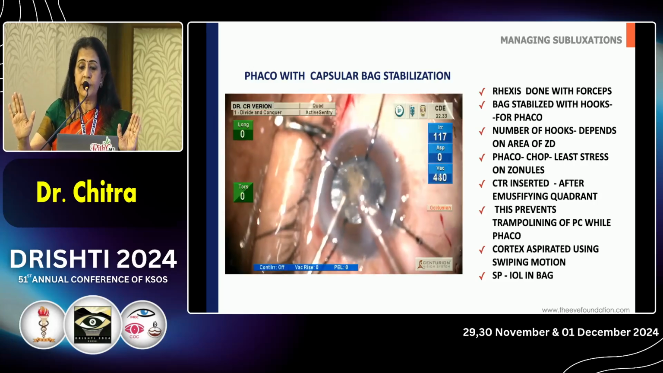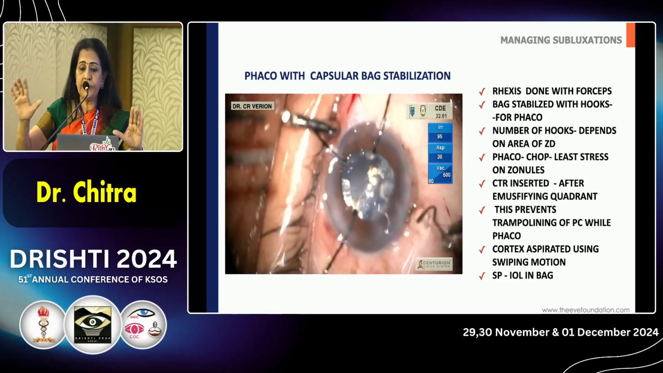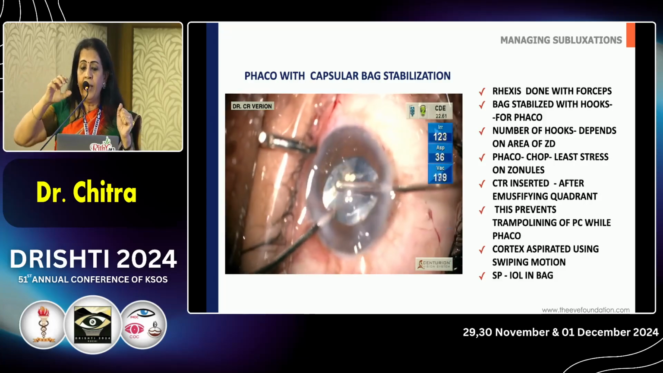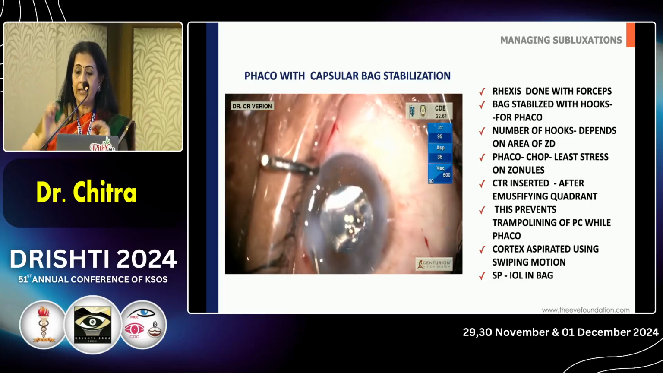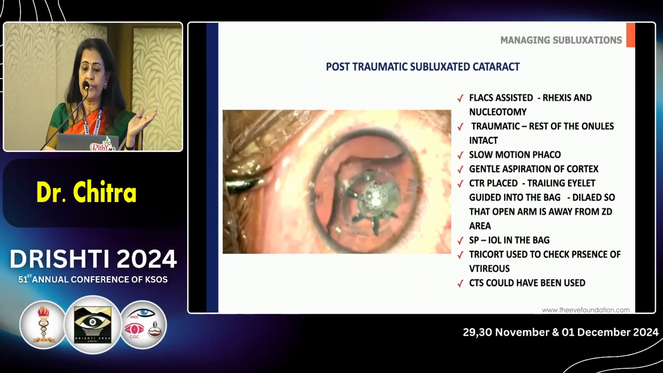The cortex is still there. The lens is pushing back the PC because it could come trampolining in, and then I remove the iris hook, and then I remove the cortex. There are these steps which you need to take.